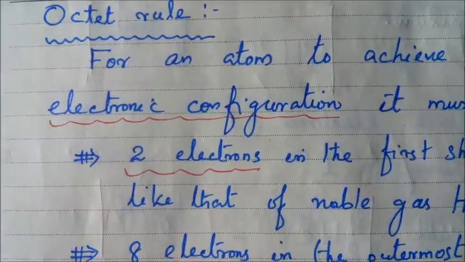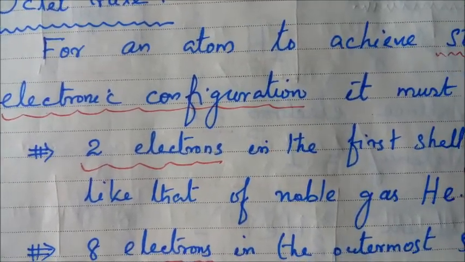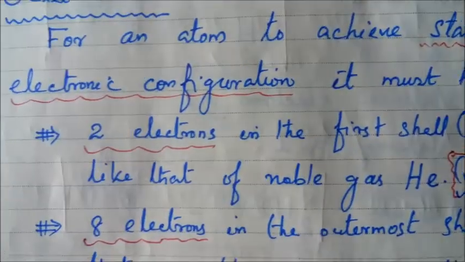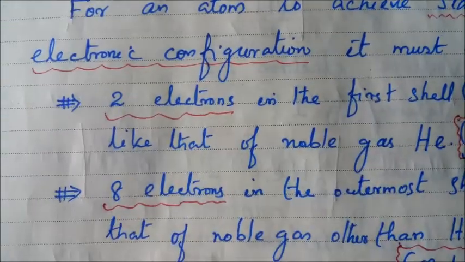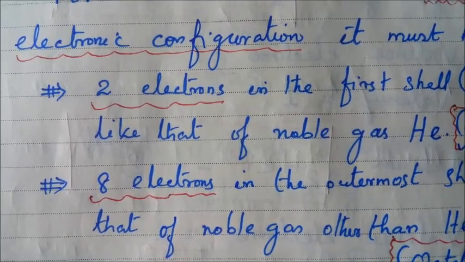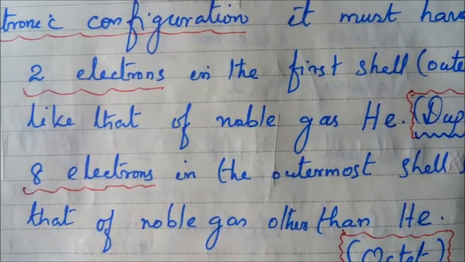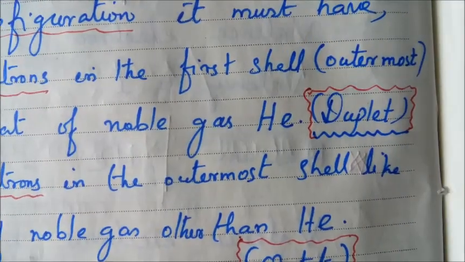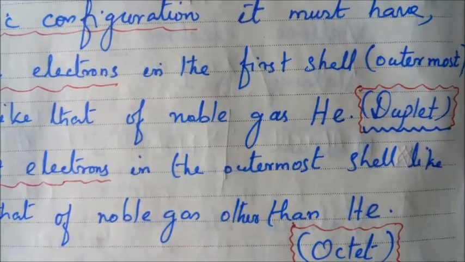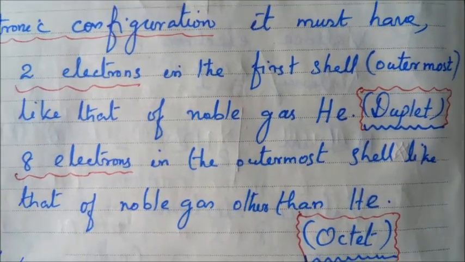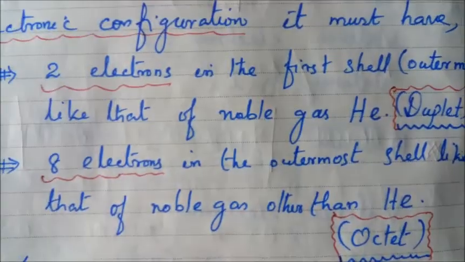In this regard, you should also know what the octet rule is. For an atom to achieve a stable electronic configuration, it must have first, 2 electrons in the first shell or outermost shell, like that of noble gas helium. We call it a duplet. You know that the first shell can accommodate only 2 electrons. If the first shell is completed by 2 electrons, we call that a duplet.